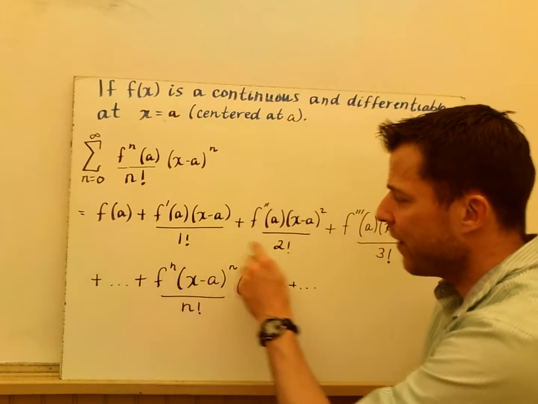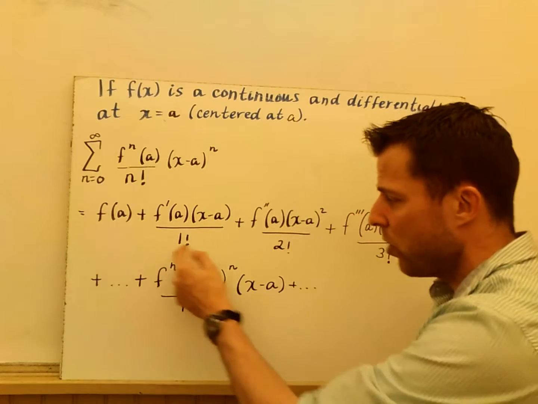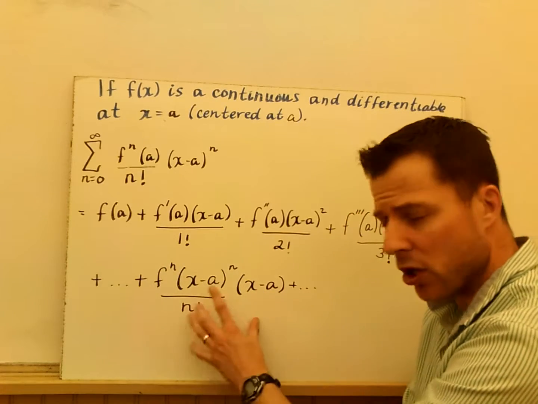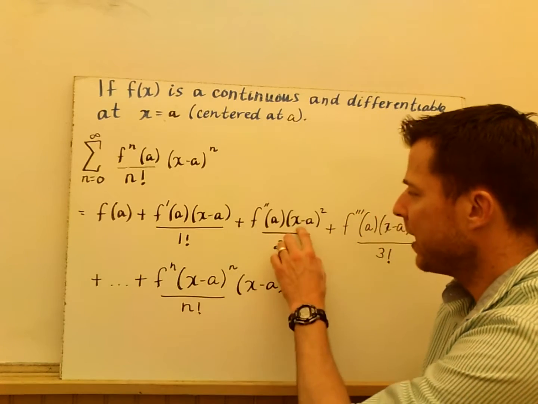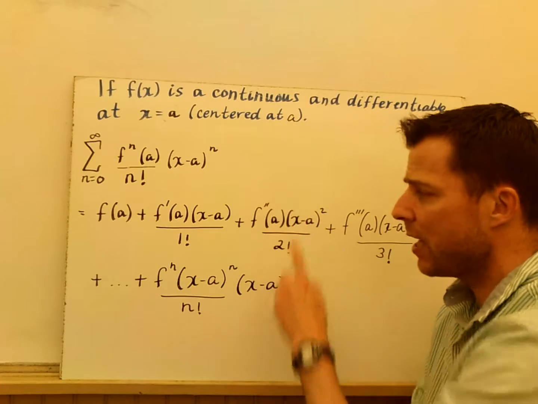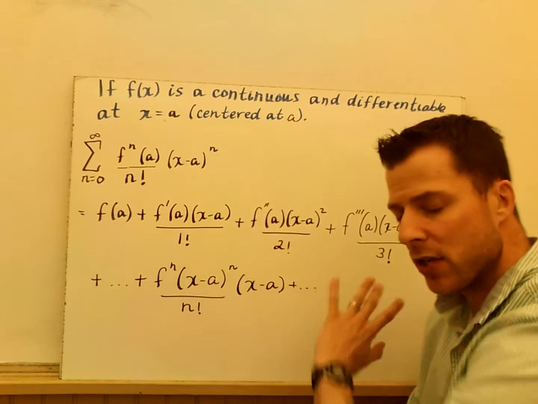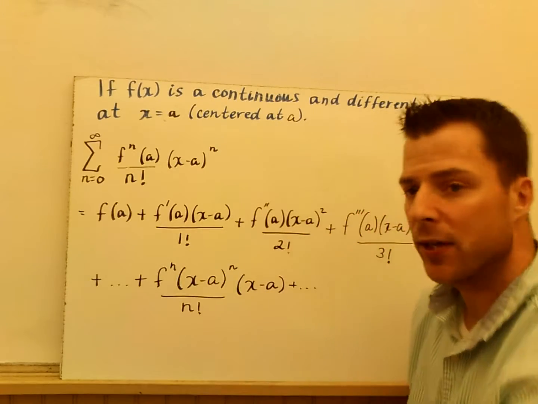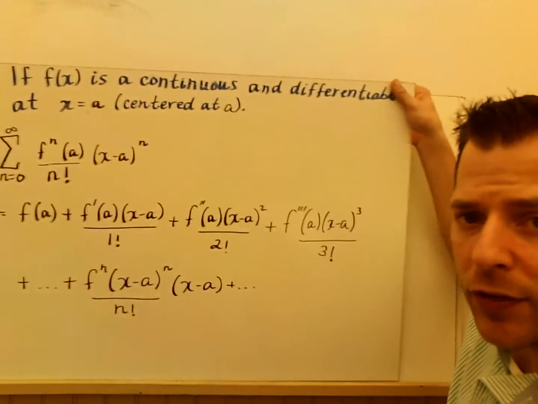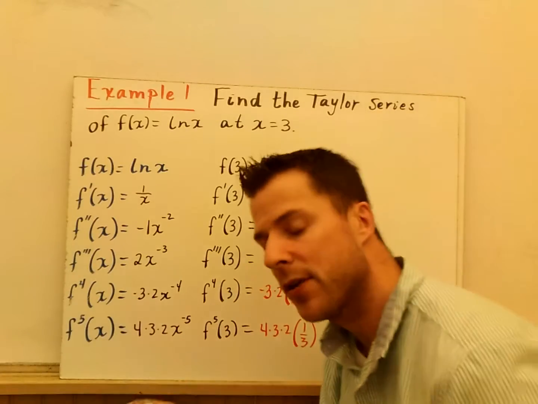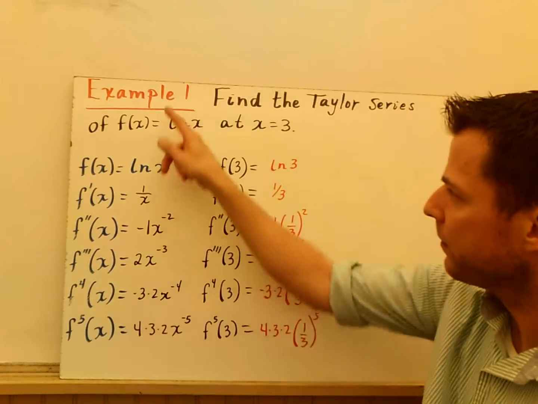You're dividing by a factorial each time, so here's the 0, 1, 2, 3, and all the way on and so forth. And then it's x minus a raised to the n power, so 0, first power, second power, third, and so on. So there are some patterns here, and when we look at our first example, we'll see how those patterns come together.